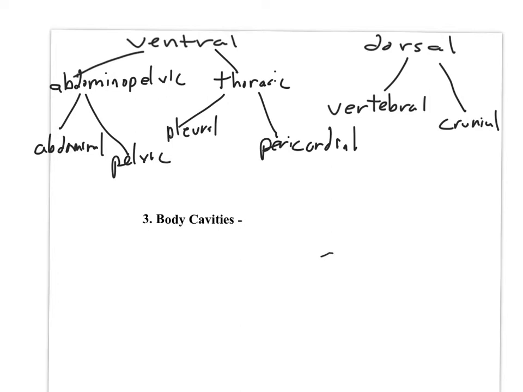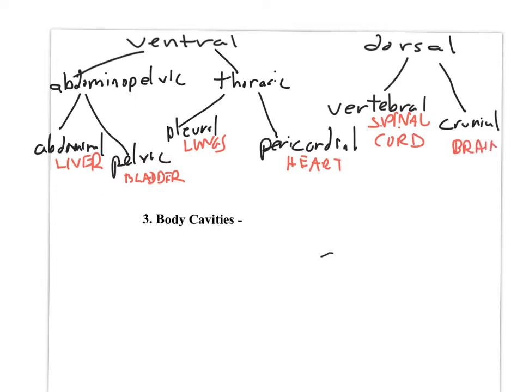The abdominal cavity includes your digestive viscera or organs, such as your liver. The pelvic cavity includes your bladder and your reproductive organs. The pleural cavity includes the lungs, and the pericardial cavity houses the heart. The vertebral cavity contains your spinal cord, and the cranial cavity, in some of you, houses your brain.